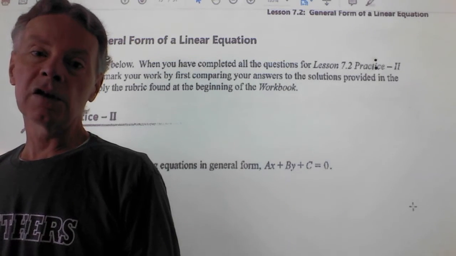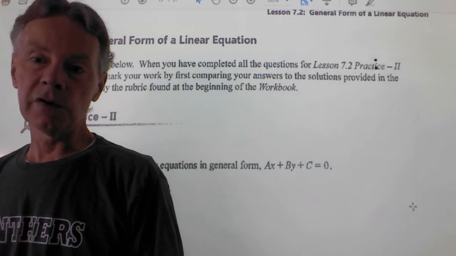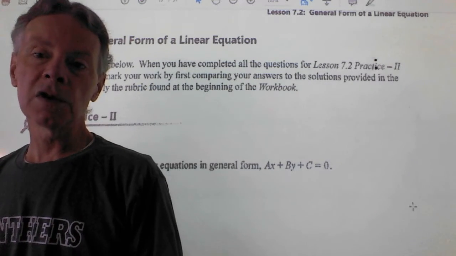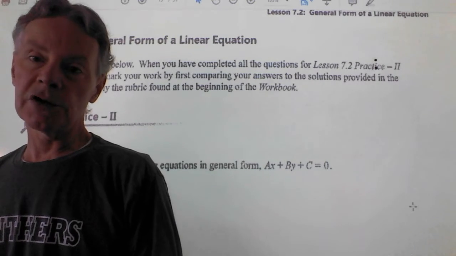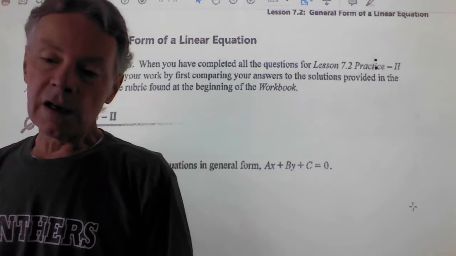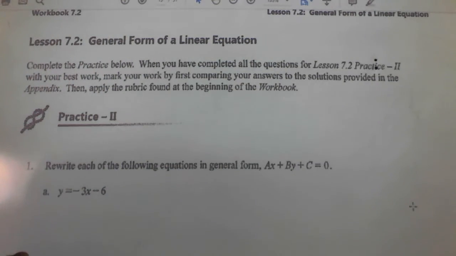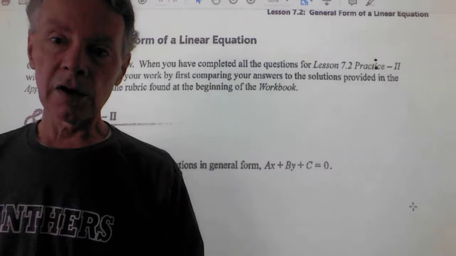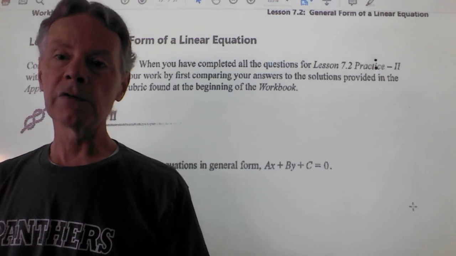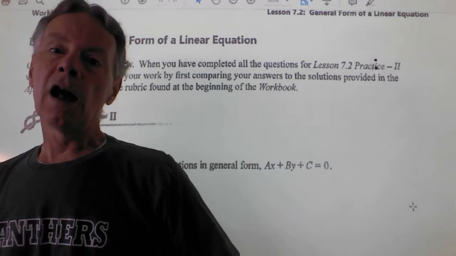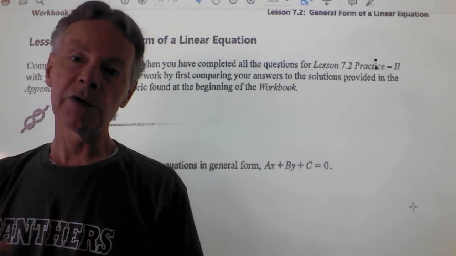Today we're going to take a look at the practice questions from section 7.2 in your math module, which has to do with writing linear equations in general form. Now remember, this whole chapter is basically looking at different ways that you can write the equation for a linear relation and rearranging to go from one form to another.